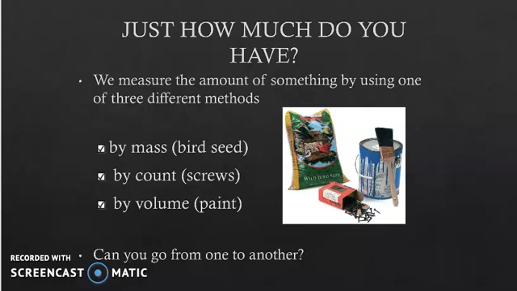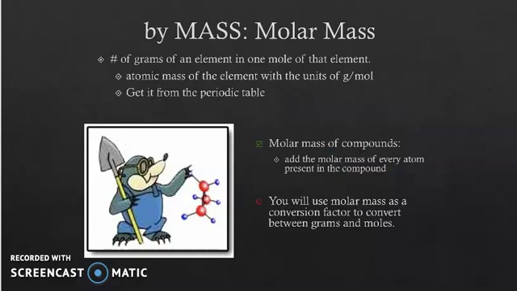If you look at this picture here, mass would be like your bird seed. Instead of counting every single seed or putting them in a certain container and doing the volume, we count it by a certain mass. And that's how you buy your bird seed. Count would be your screws, because when you buy a box of screws, you usually are buying a number of screws specifically. And anything that's usually liquid, you usually buy by the volume. And you can go from one to another using different conversion factors. So first we're going to go by mass.